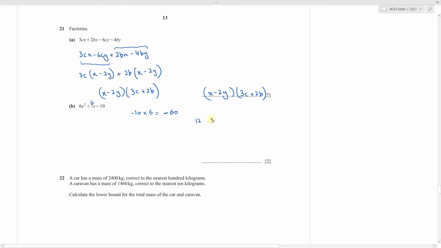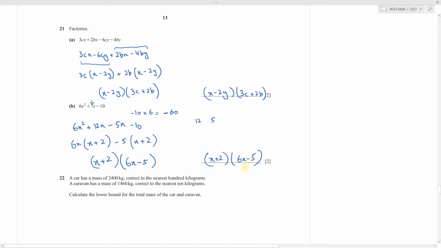So 12 and 5 are the two factors. If you multiply them, you get 60. And since this is a negative sign, 12 minus 5 is 7. So 6x squared plus 12x minus 5x minus 10. Then I have 6x common from the first two terms. I will get x plus 2 and then minus 5 common here, and then x, this negative will turn into positive since I took negative outside, and plus 2. So this will be x plus 2 multiplied by 6x minus 5.